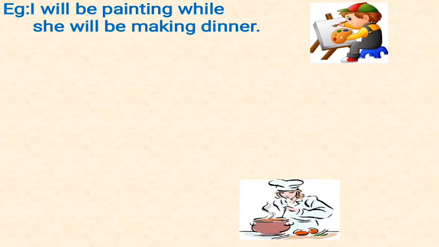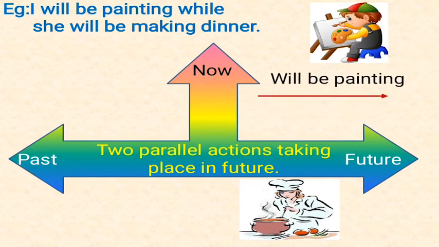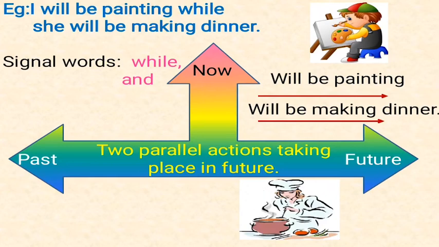Now we'll talk about the third example. I will be painting while she will be making dinner. The example is, I will be painting while she will be making dinner. Now, let's look at the timeline. We use the future continuous tense when we talk about two parallel actions taking place in future. So, what are those two parallel actions? One is will be painting. The second one is will be making dinner. So, this timeline has signal words like while. Okay, so we use the future continuous tense in all these three cases, and we have also learnt about the signal words and the examples.